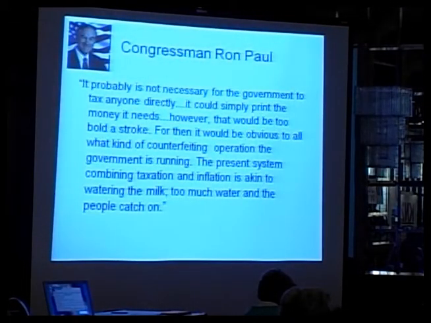So, this is what Congressman Ron Paul says about the same thing. Probably it is not necessary for the government to tax anyone directly. It could simply print the money it needs. However, that would be too bold a stroke. For then it would be obvious to all what kind of counterfeiting operation the government is running. The present system, combining taxation and inflation, is akin to watering the milk. Too much water, and the people would catch on that the milk sucks. I have a postscript on it. It's worthless.